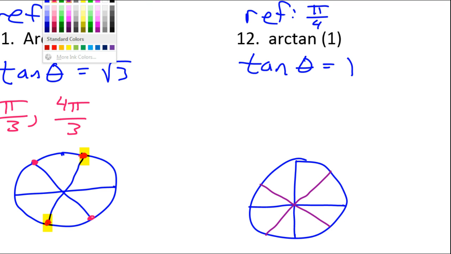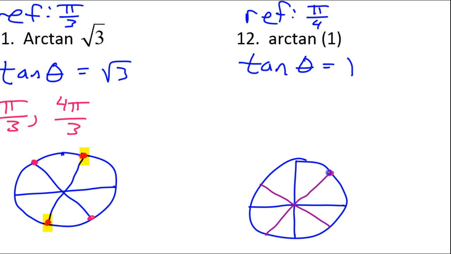Okay, so remember, there are 4 positions that will give me a tangent of 1. Well, not exactly, because 2 of them will be positive 1 and 2 of them will be negative 1. So where is tangent positive? Because this time it's positive. Tangent is positive here and here. So that means our actual answers will be pi over 4, 2, 3, 4, 5 pi over 4.